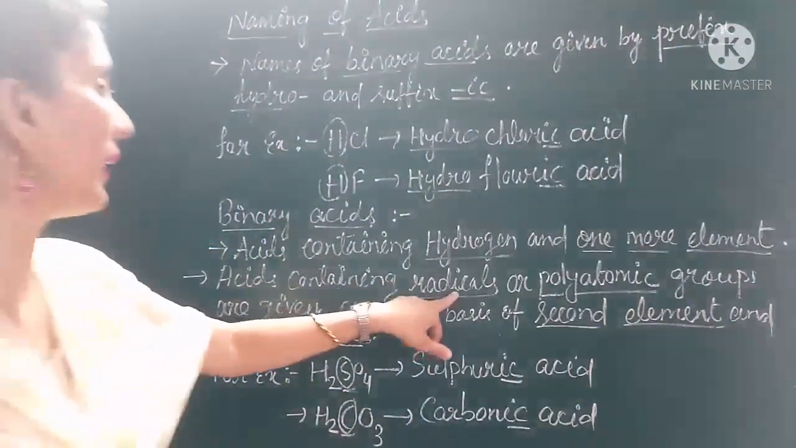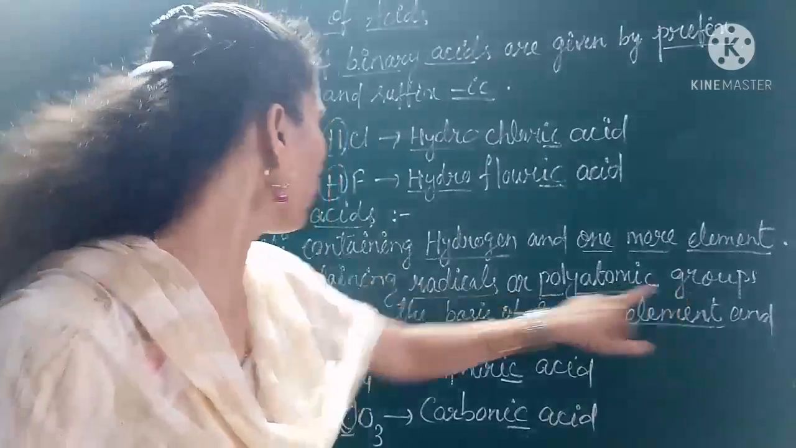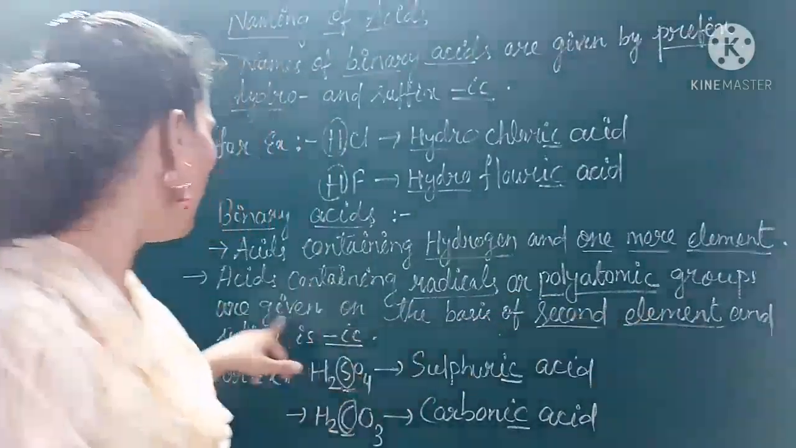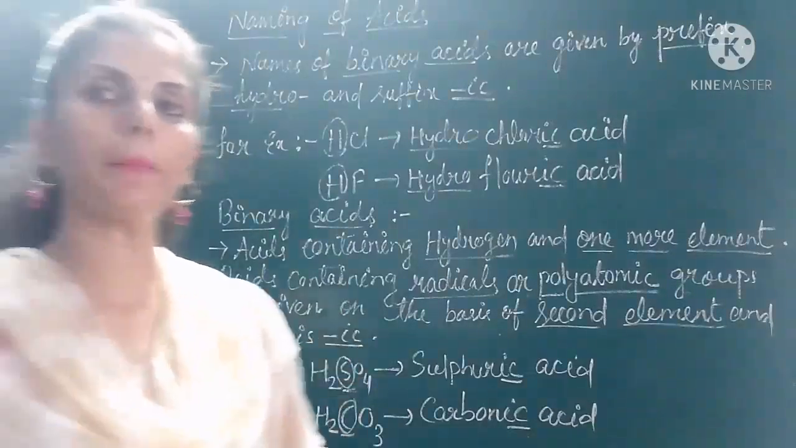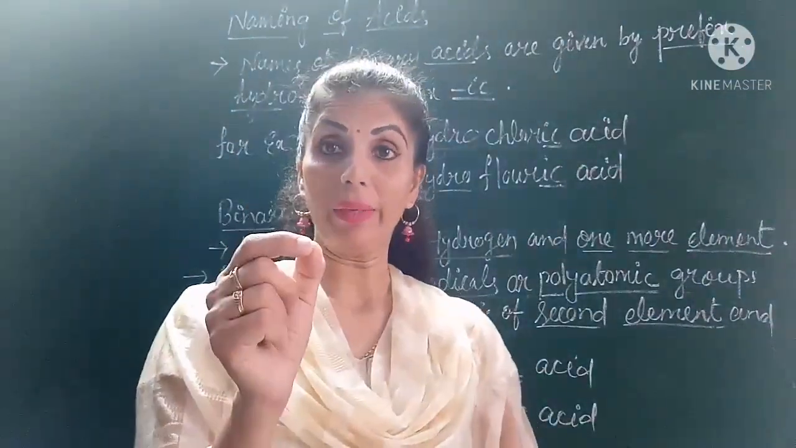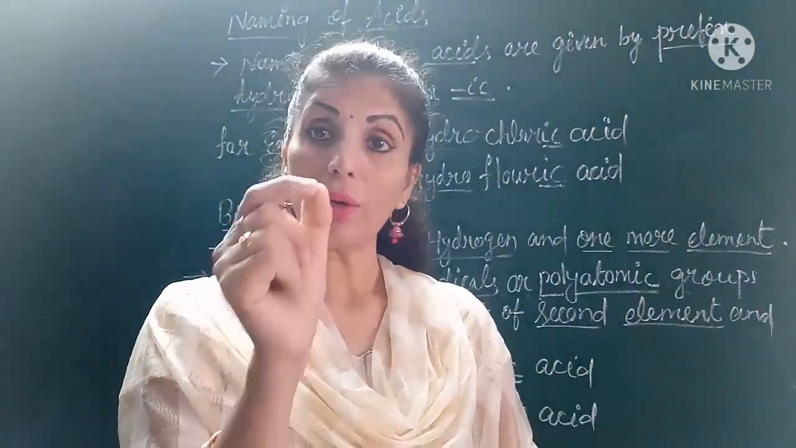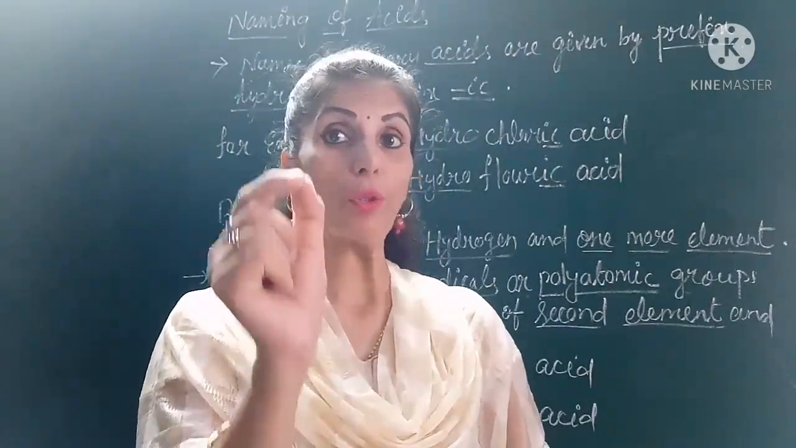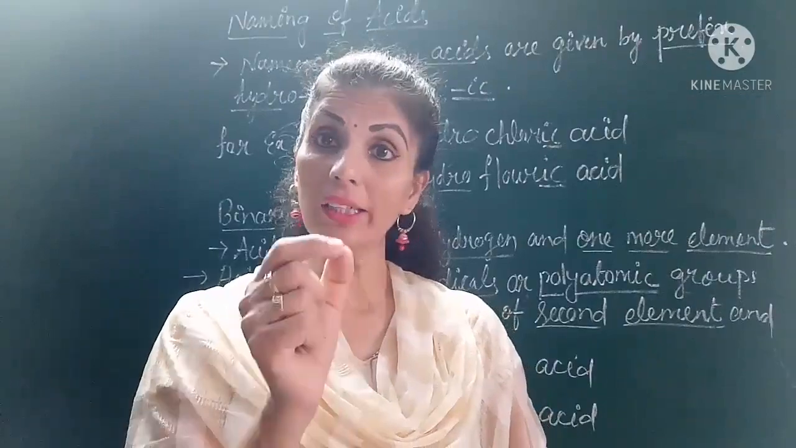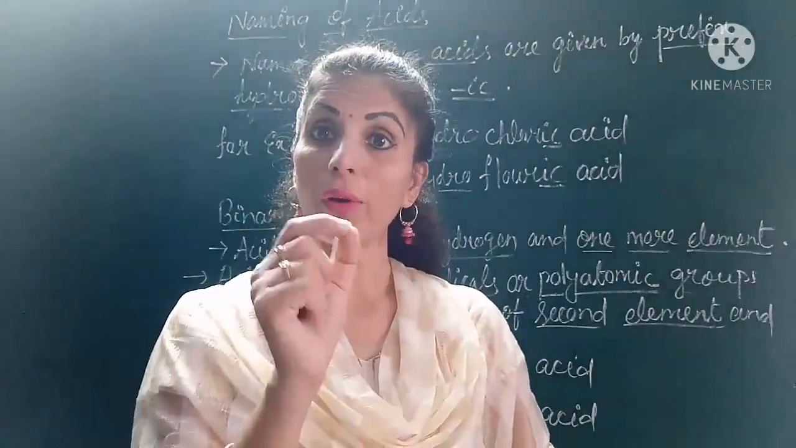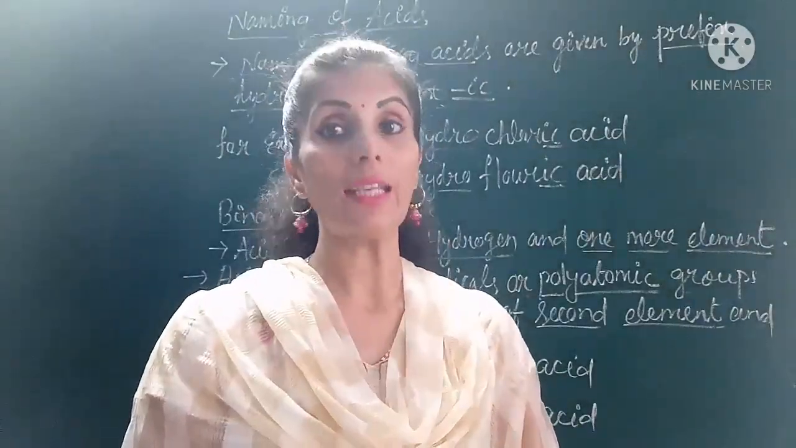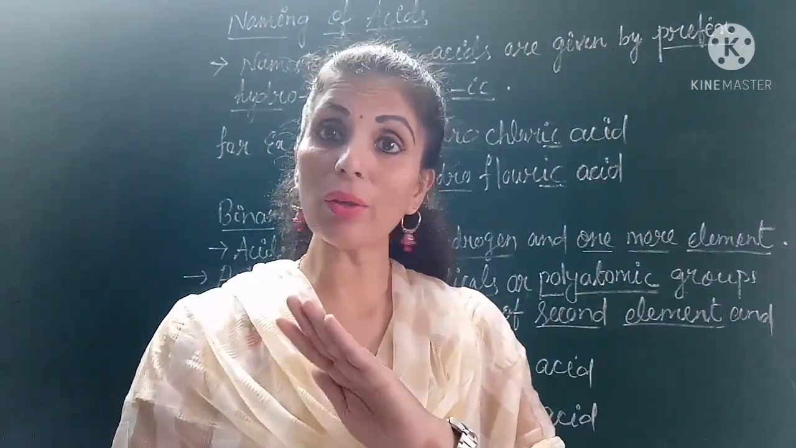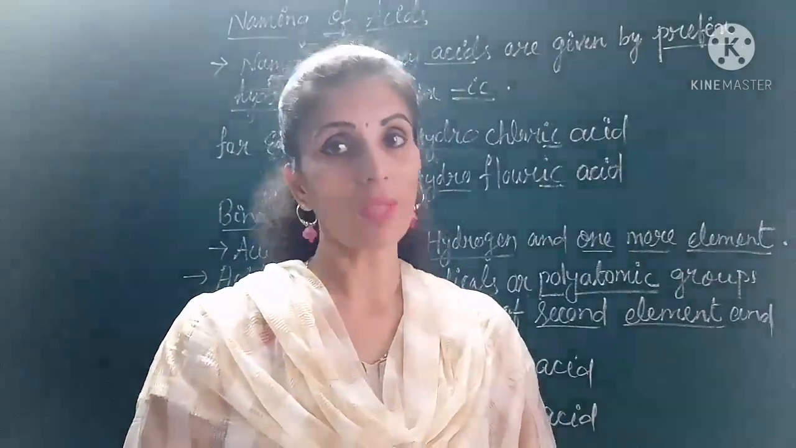Acids containing radicals or polyatomic groups are named on the basis of the second element, and the suffix is ic. After hydrogen, whatever the second element is, you have to take that element and give the name of the acid according to that element's name. The suffix is ic. Hydro should not be used. Now see the example.